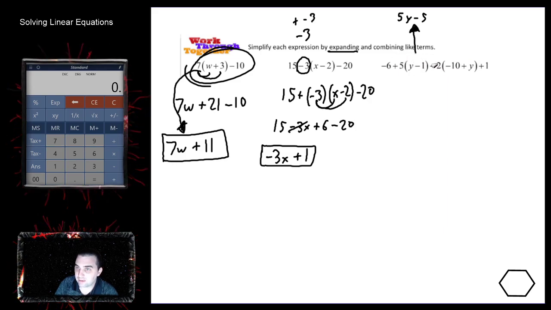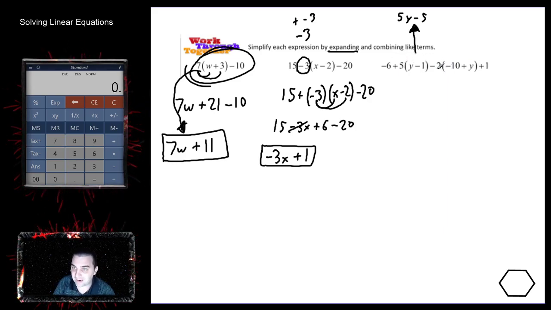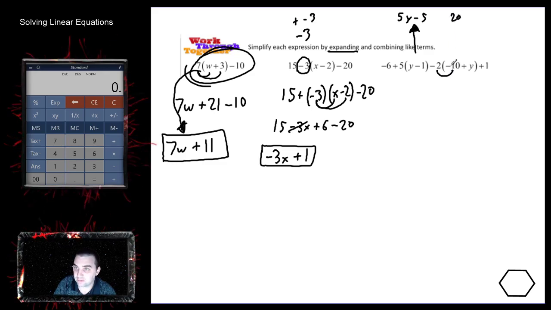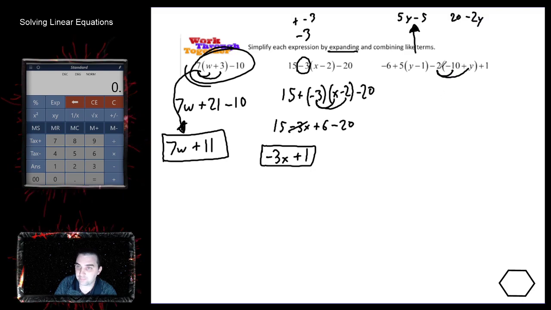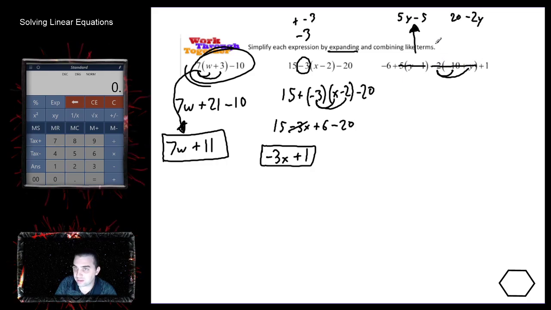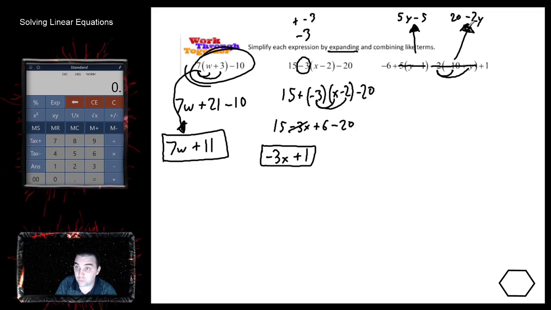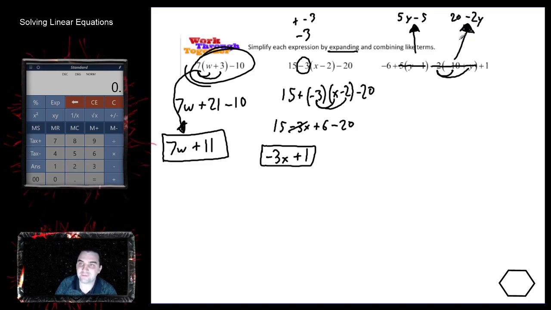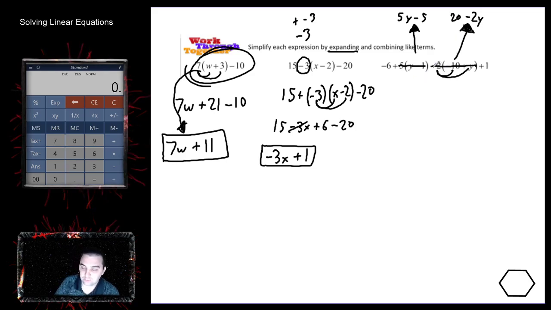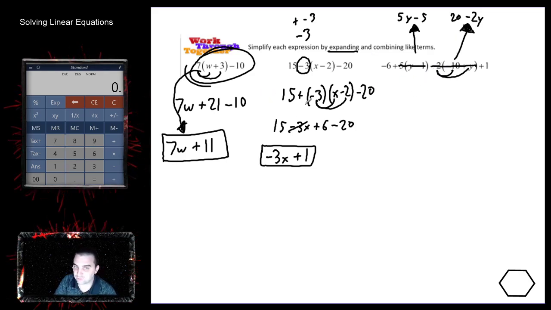All right, and over here I have minus 2 times minus 10 is positive 20, and then minus 2 times y is minus 2y. Okay, so now when I'm reading through and reorganizing all this, I know that this stuff is right here and this stuff is right here. This isn't the way that I do it, but some people might find it useful to do that. I prefer just doing it in a straight line all the way through, but whatever floats your boat.